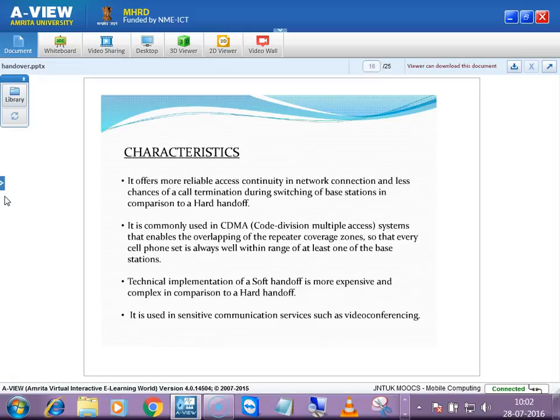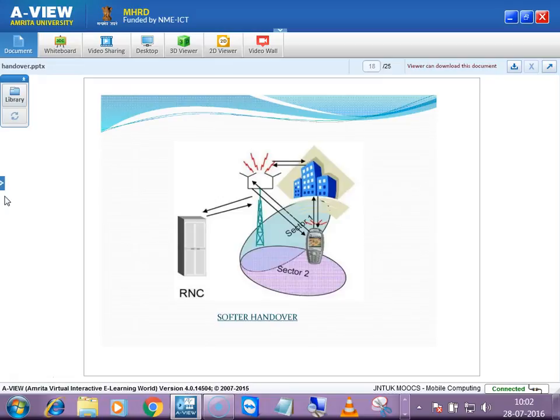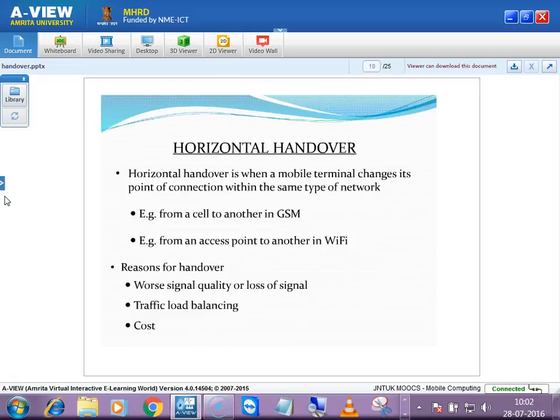It is used in sensitive communication services such as video conferencing, right? Softer handover. Softer handover is the situation where one base station receives two signals from two adjacent sectors it serves. Same thing I explained. Due to reflections on buildings and natural barriers, the signal sent from base stations reaches the base station from two different sectors. This is one image related to that.